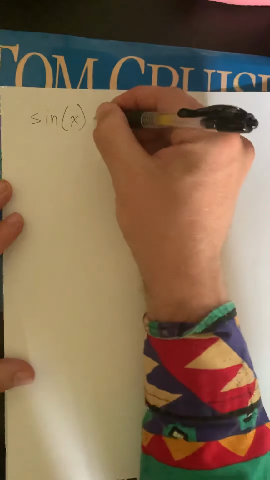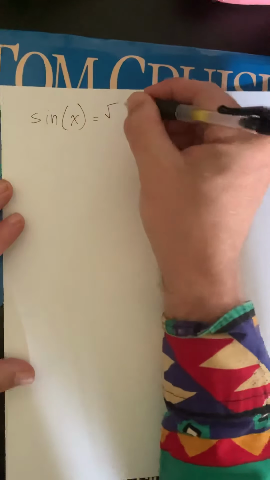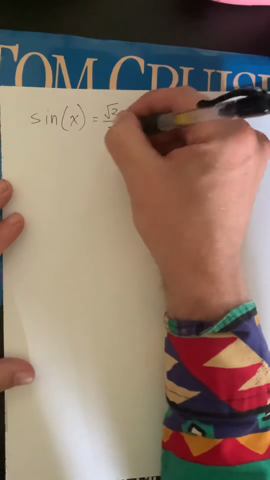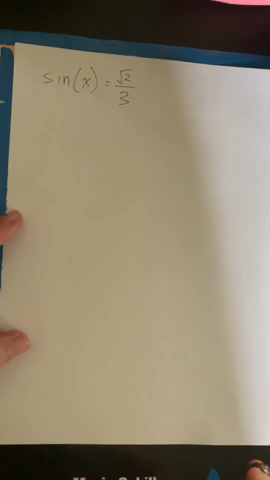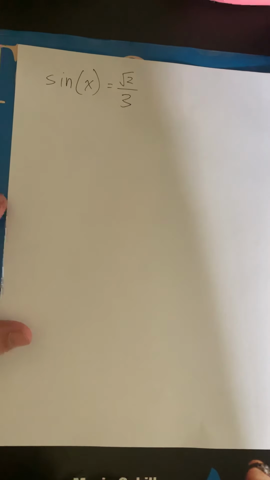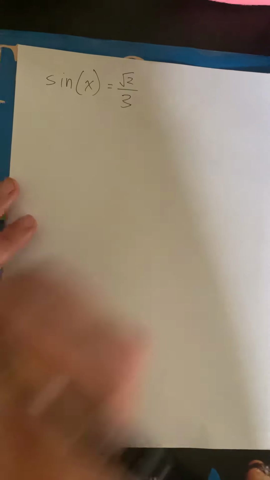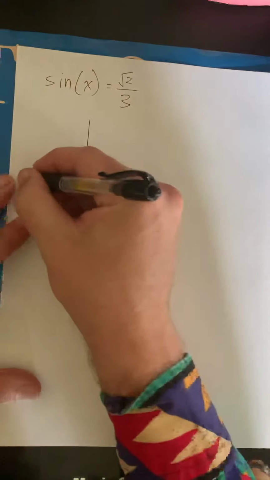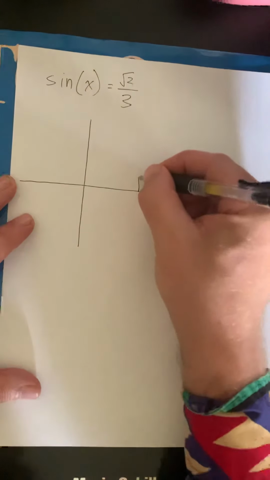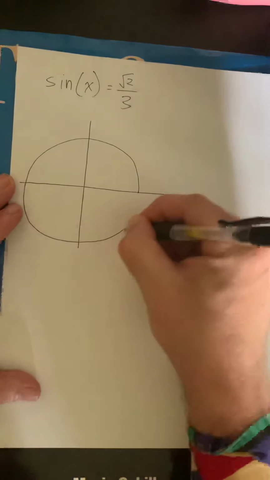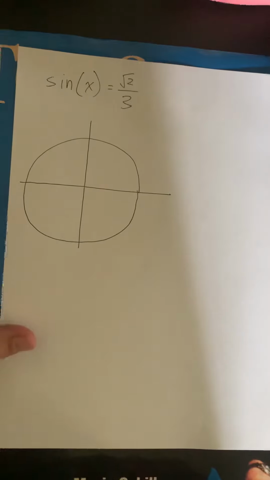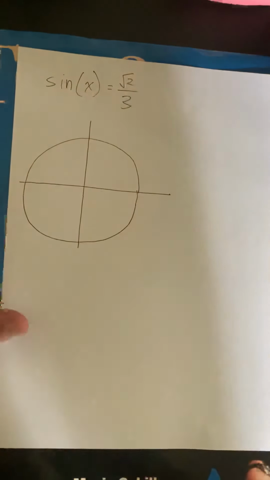Sine of √2 over 3. Now first, okay, √2 over 3, I don't really know what... I'm getting better at drawing these circles, I think. I don't really know what ratio that is. You know, well, it's positive. It's like a positive number. So where is the y value positive? It's in quadrants 1 or 2.